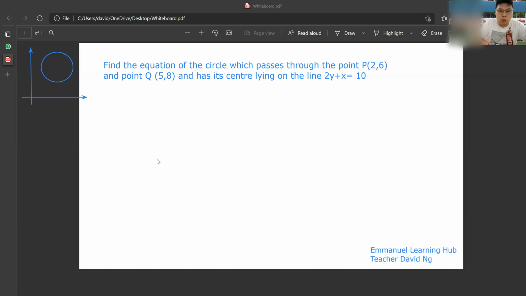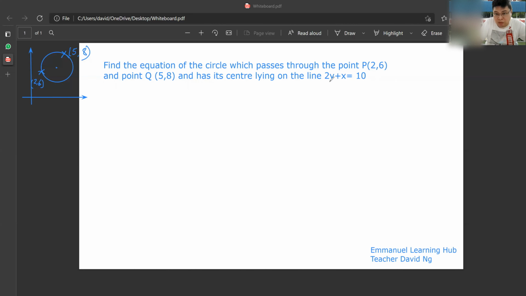Okay, the circle passes through the two points, (2, 6) and (5, 8), and its center lies on a line.